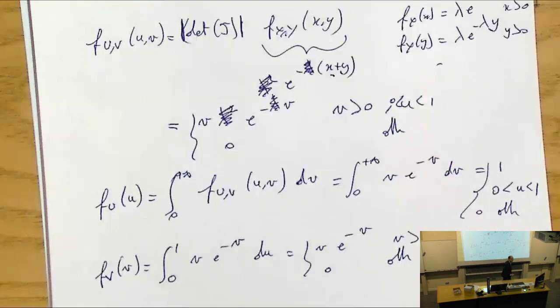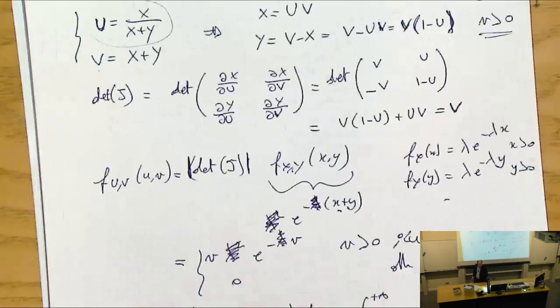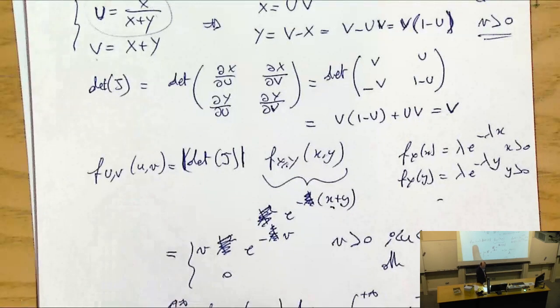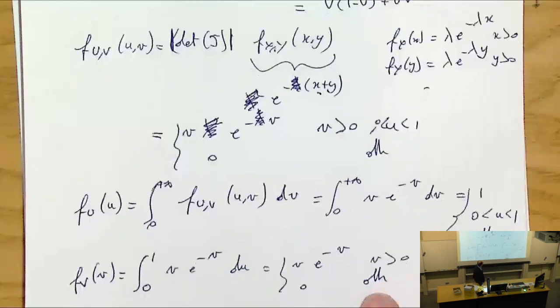And as a side result, what you see here is that actually u and v are two independent random variables. The joint PDF of u and v given by this is indeed equal to the product of the two marginals.